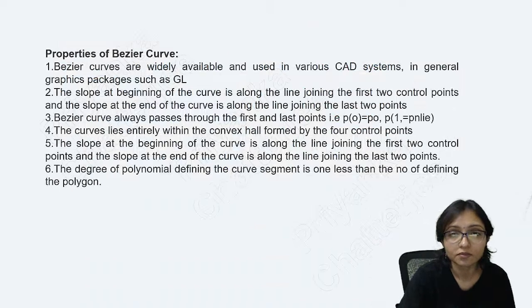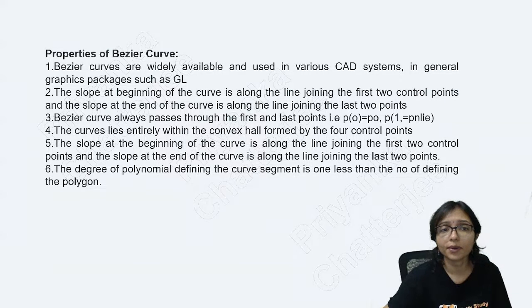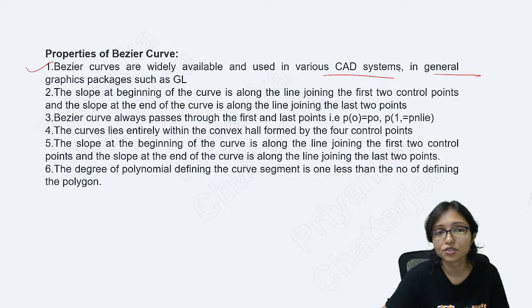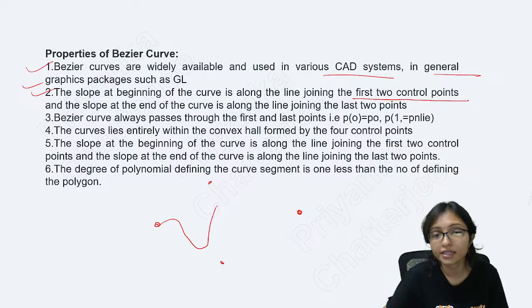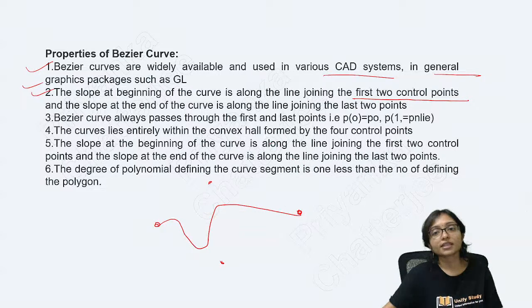Okay. So here are some properties of the Bezier curve. You can see that in various CAD systems and general graphics packages, the slope at the beginning can be seen from the first 2 control points. It will always go through the start and end point. The points in between only control the lines, nothing else. It will not go through those points. Okay, these are the main points here.